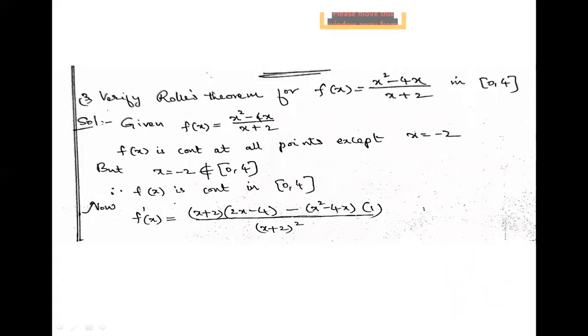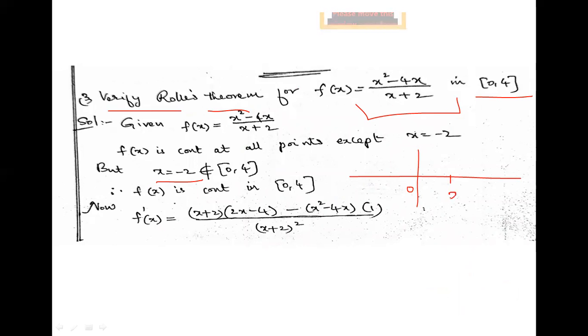Next question, verify Rolle's theorem for this equation. Given f of x is equal to x square minus 4x by x plus 2. So in this graph, here it is 0, here it is 2 and 4. We have to discuss between these 0 to 4, as it is said to us in the question.